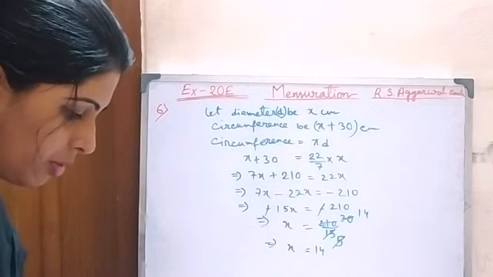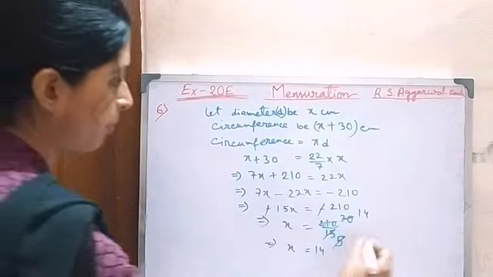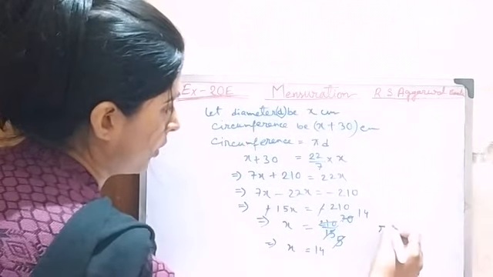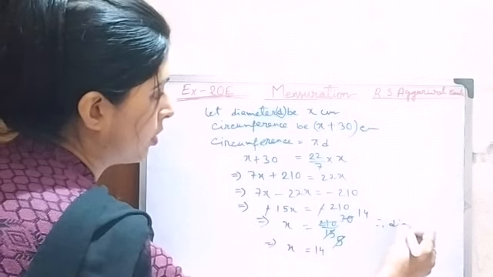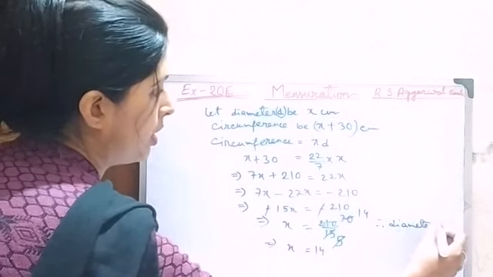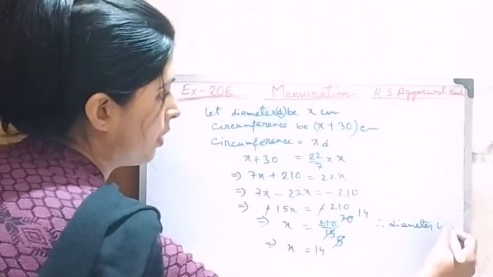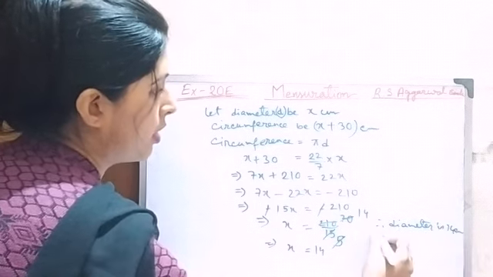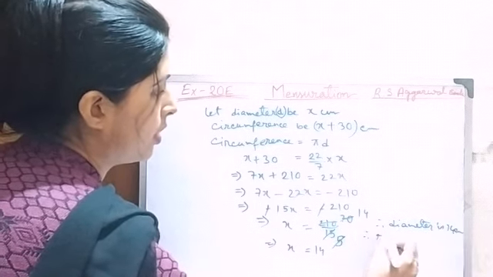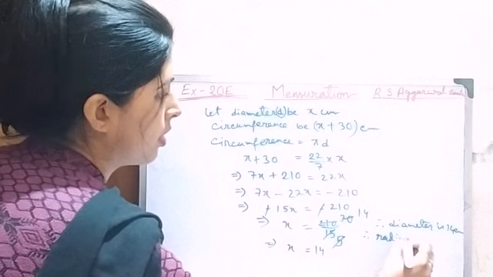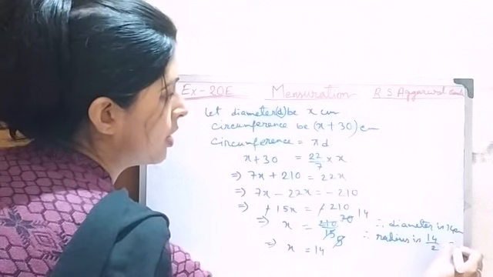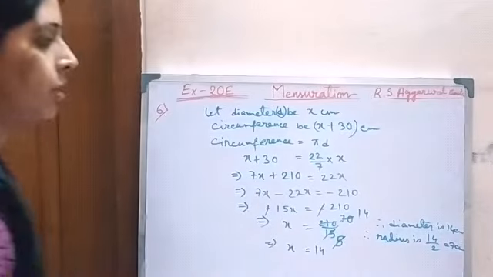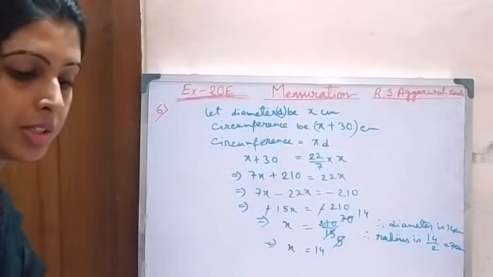Now what to find out? Find the radius of the circle. So the diameter is 14 centimeter. Therefore the radius is 14/2, that means 7 centimeter. So 7 centimeter is the answer.